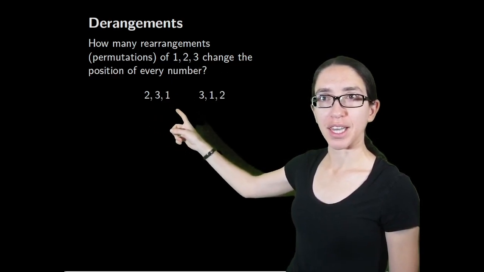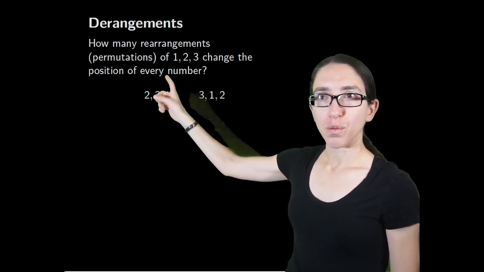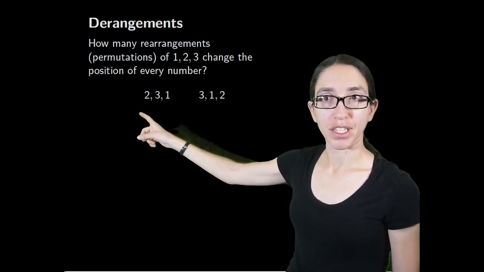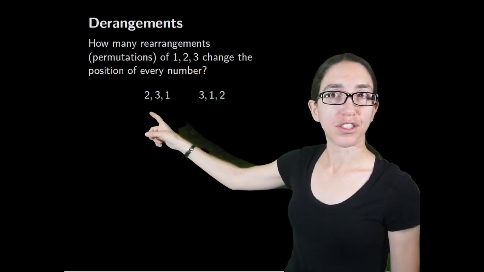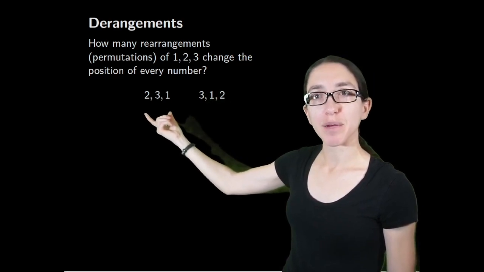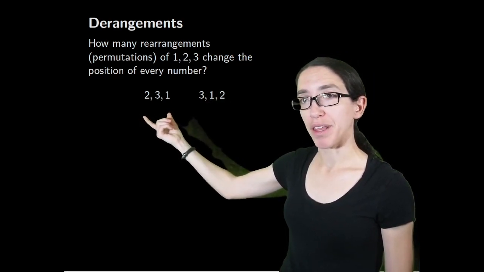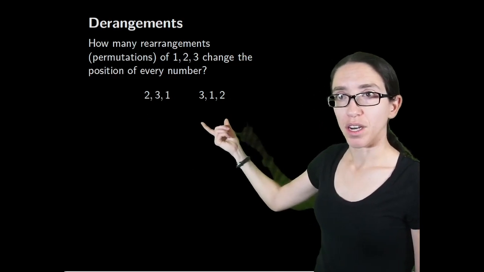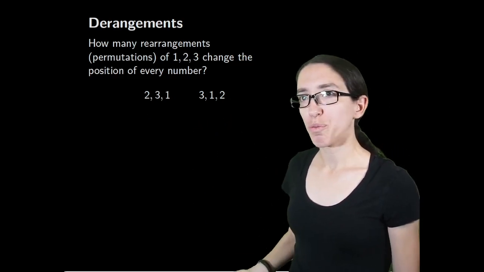say 2, 3, and then 1, then 1 should be in the first position, but it's not anymore. 2 should be in the second position, but it's not anymore. 3 should be in the third position, but it's not anymore. So this is an example of a derangement. It's a rearrangement that doesn't fix the position of any number. This is another derangement of 1, 2, and 3. Let's see how many there are total.